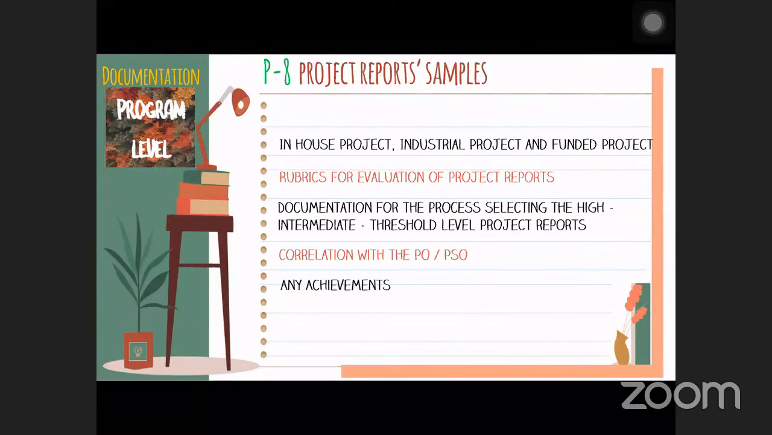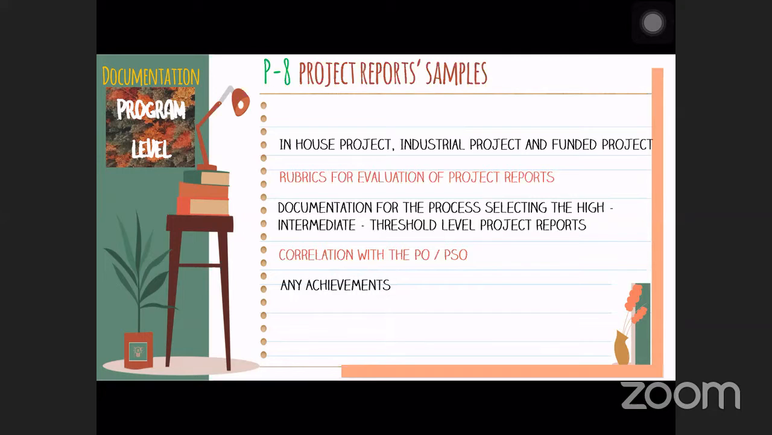So then you should also keep certain intermediate level students and certain threshold level students. What is threshold level? Threshold level is the students who just passed through this project. They just did something which was just satisfactory. So that is called threshold level. So you should present the entire cross section of the students to the evaluator. You should keep certain samples: high, intermediate, and threshold. And the criteria selected for identifying the high level, intermediate level, and threshold level project reports has to be there.